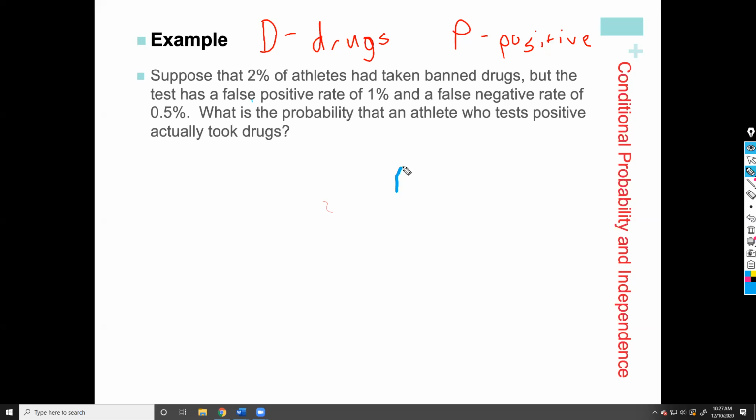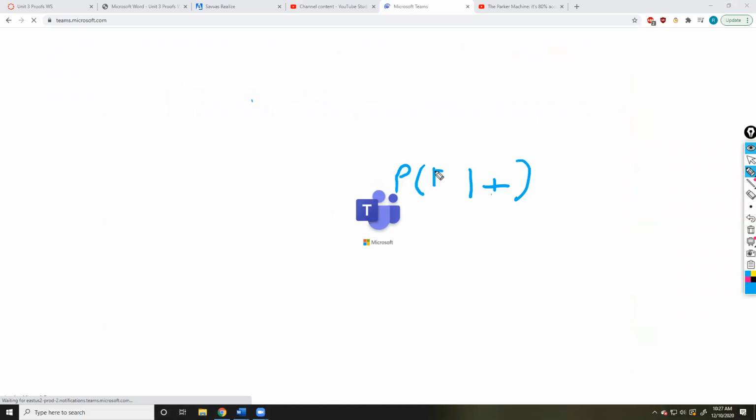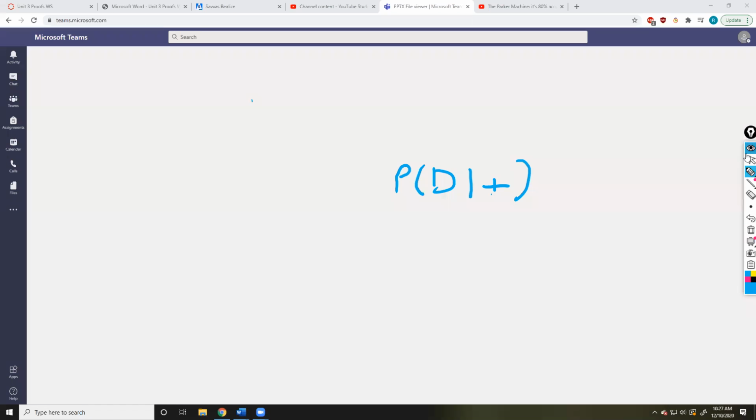So the idea is that we're finding the probability that someone who tests positive, so we are given that they test positive. We are told that they tested positive. That's the information that we know. Given that they test positive, what's the probability that they took the drugs? So that is the probability that we're finding here.